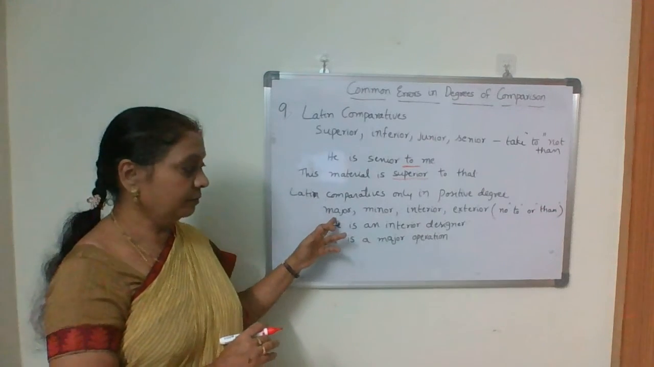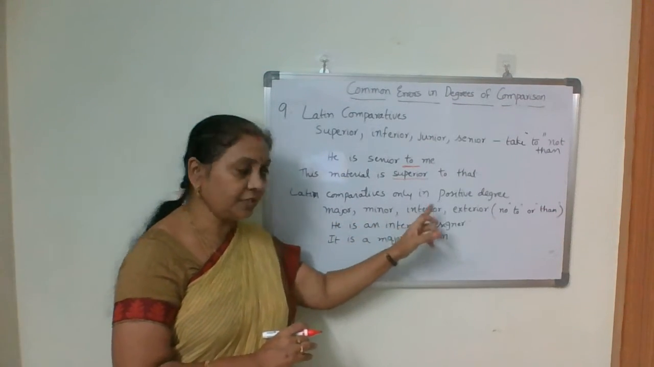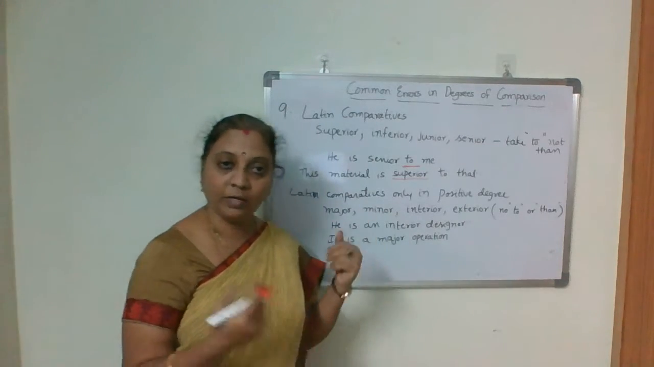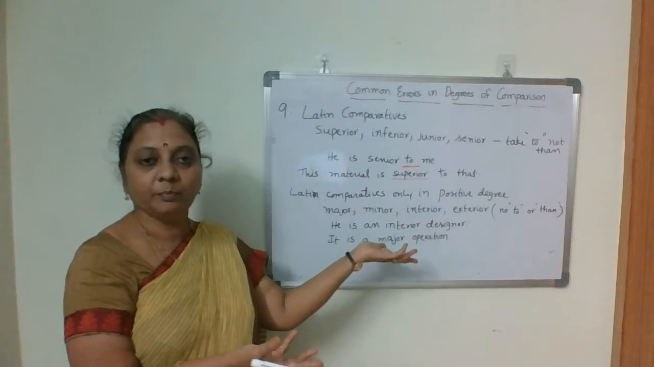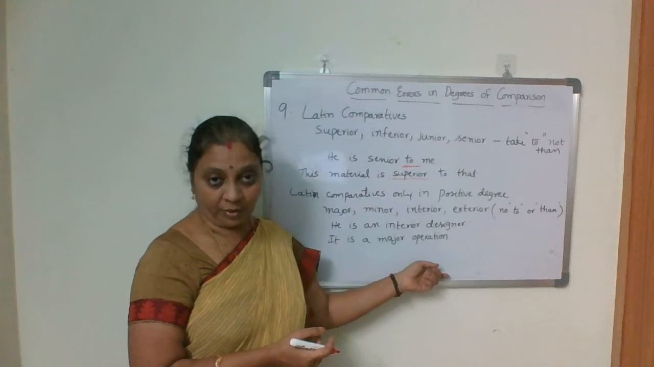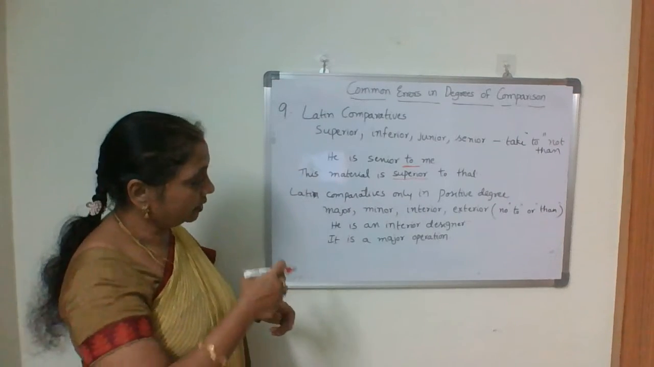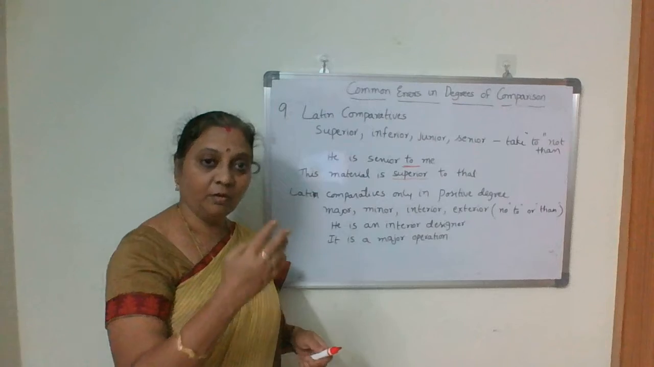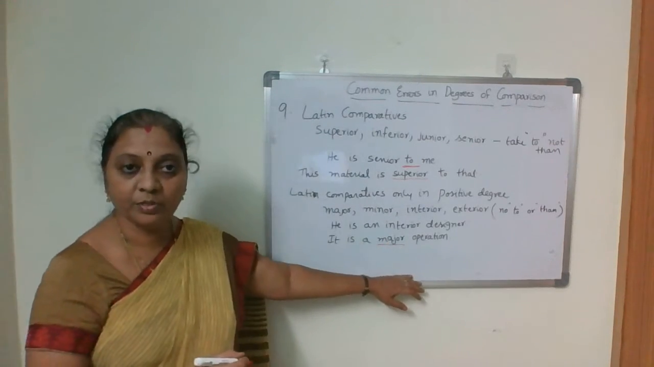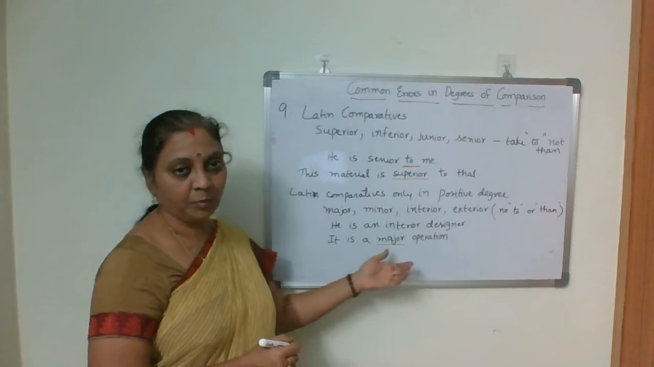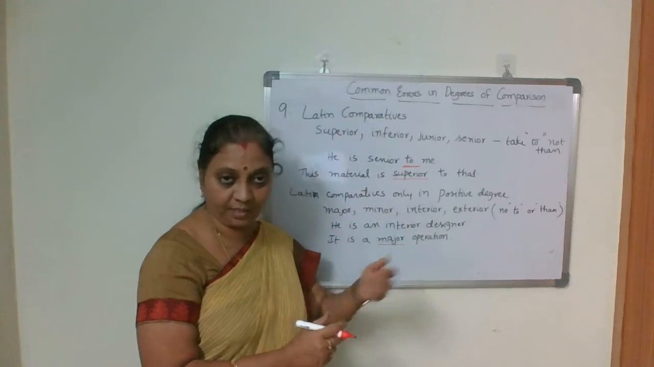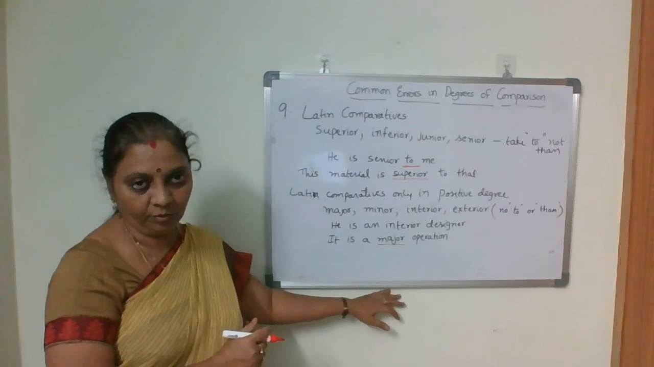Okay. Then there are Latin comparatives that we use only in the positive degree. What are those words? Major, minor, interior, exterior. These words we use only in the positive degree. No "to" or "than", because the positive degree does not require "to" and "than". So this is a major operation. We don't say this is the most major operation or something like that, because this word itself was originally a comparative, but we are using it in the positive degree. That's why we say major, minor, interior, exterior. These words are used only in the positive degree.